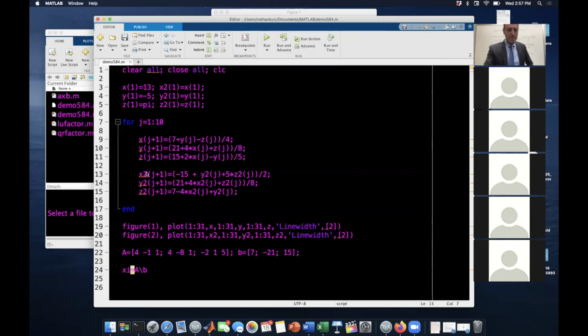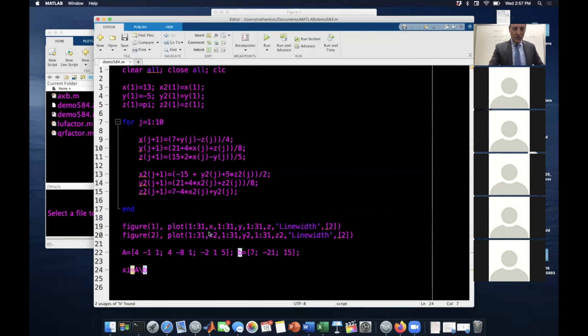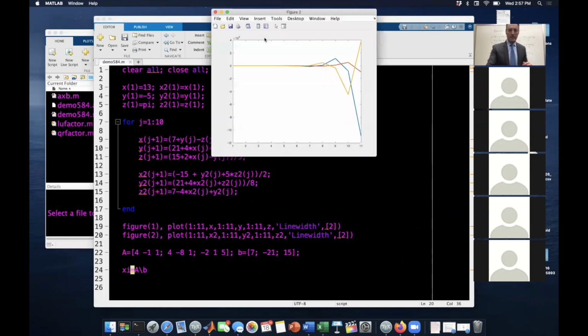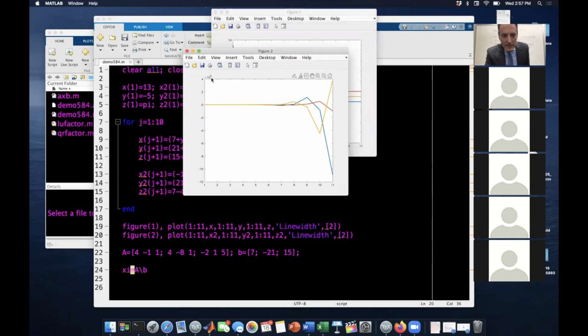Oop. What happened? Oh, I see. I have to change these now. If I only do 10 iterations, I've got to change these to 11 now. Okay, let's run it. And there you go. And by the way, it already says 10 to the 5.